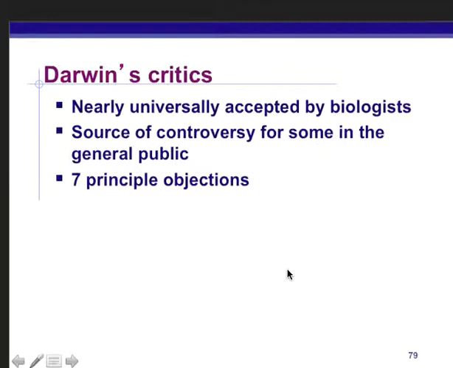Now, Darwin obviously had critics and still does. So just talking about the controversy to wrap things up, Darwin's critics: evolution is nearly universally accepted by biologists. The source of controversy, or evolution as a source of controversy, is there for some. Religious groups and things like that tend to get all up in arms about it. And they have 7 principal objections.